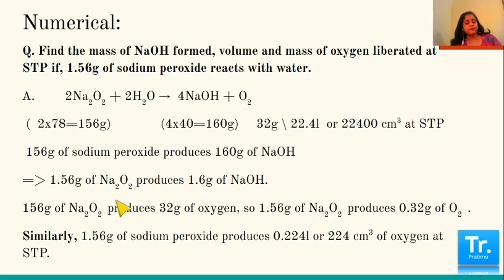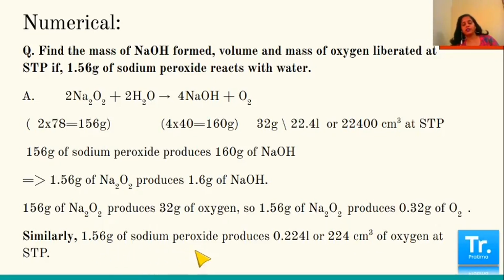Okay. Similarly, 156 gram of sodium peroxide will produce 32 gram of oxygen. So 1.56 will produce 0.32 gram of oxygen, just like the previous question calculation. Similarly, 1.56 gram of sodium peroxide will produce 0.224 liter or 224 centimeter cube of oxygen at STP.